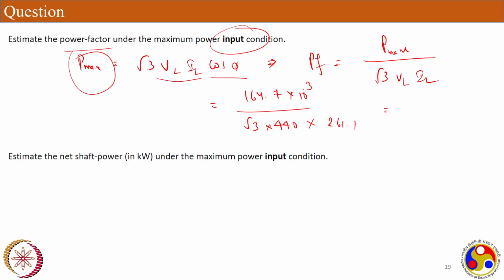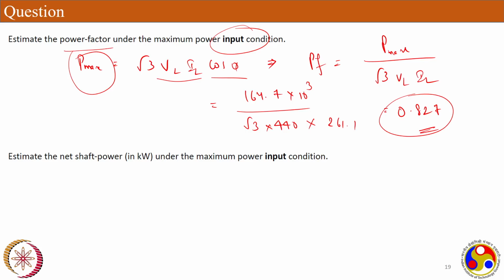Yeah, 0.82. This is 0.82 from cos 34. Yes, yes, sir. Okay, now you can also calculate this one. I think this should also get the same thing. Let's calculate 164.7 divided by root 3. Yeah, 0.827 I got. Yeah. So this is the power factor under the maximum power input condition. You can also calculate from the phase or line current.